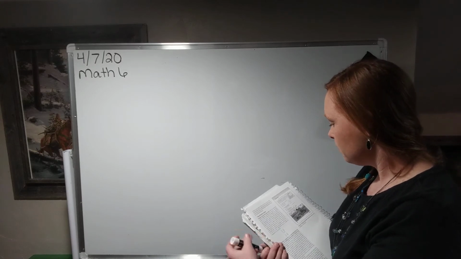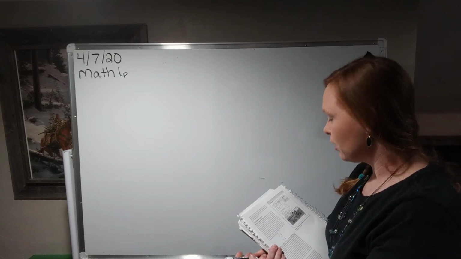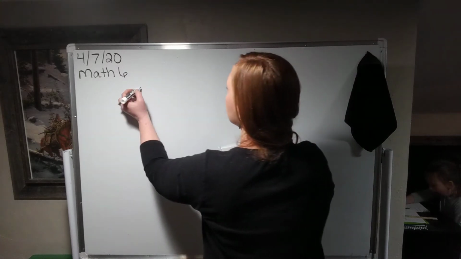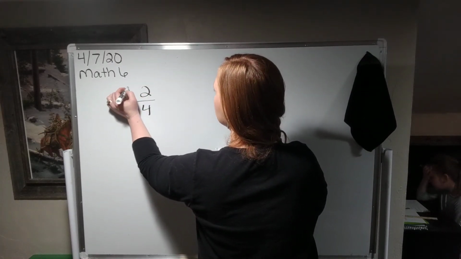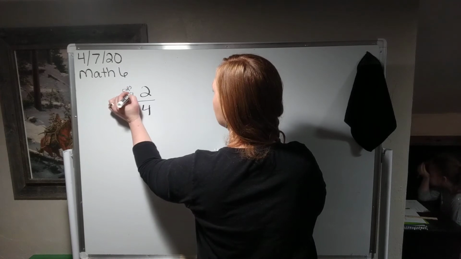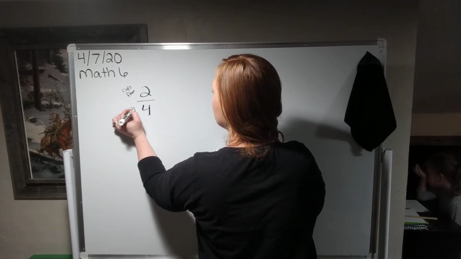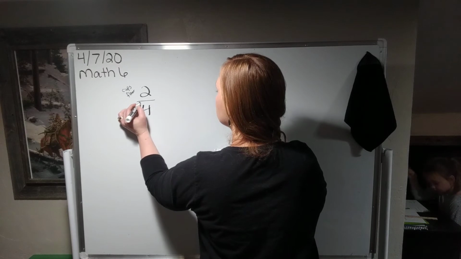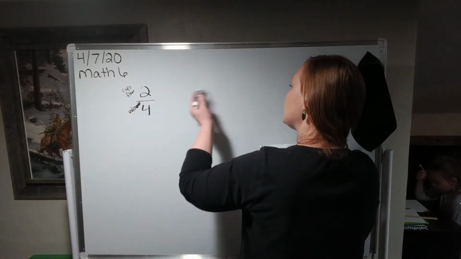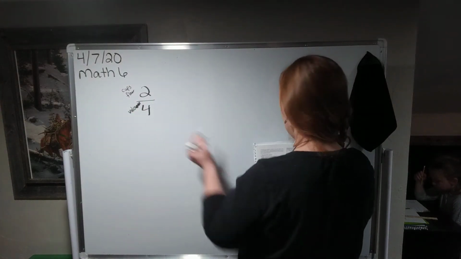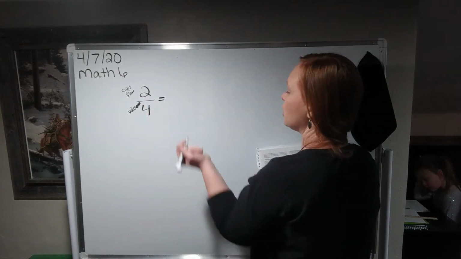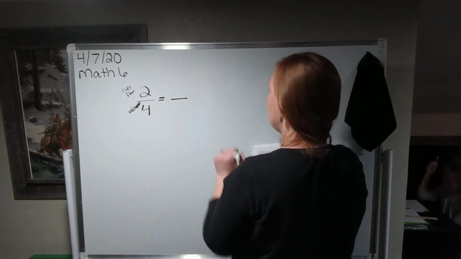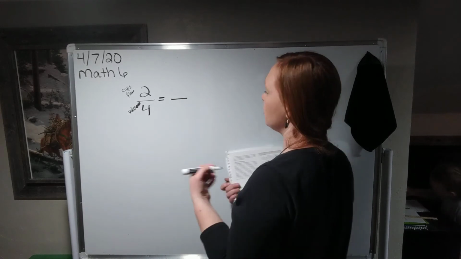Okay, so 2 cups of flour for 4 volcanoes. So 2 is to 4. Now I'm going to put cups of flour here, and I'm going to put volcanoes here, because I want to make sure that flour is my numerator and volcanoes becomes my denominator. Okay, and I'm going to set this ratio equal to my other ratio that I'm trying to find out.